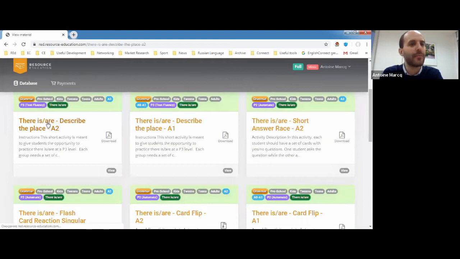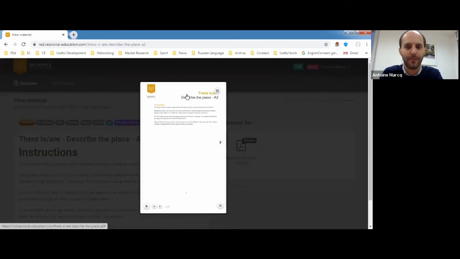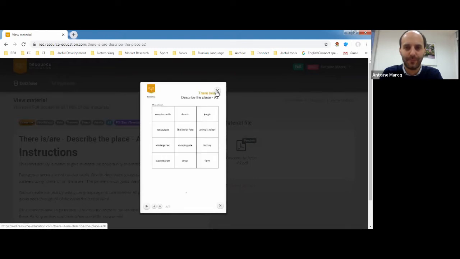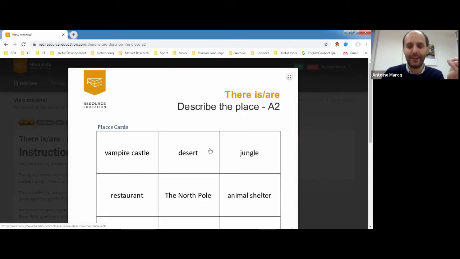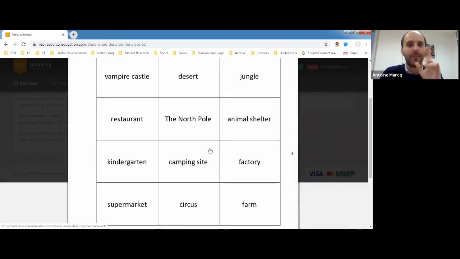And we have the same thing for A2 level, just different places. And here the students at A2 level should be a bit more fluent. So we've put more different things. So you see you have vampire castle, restaurant, the North Pole, a camping site, a farm, the jungle.